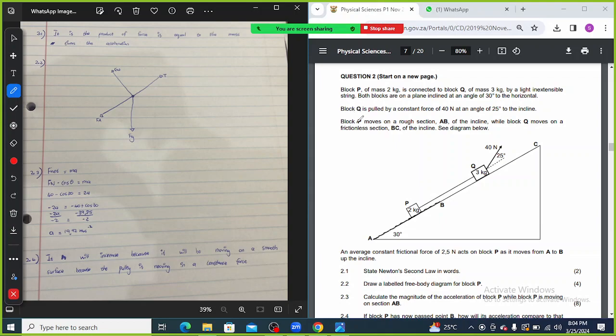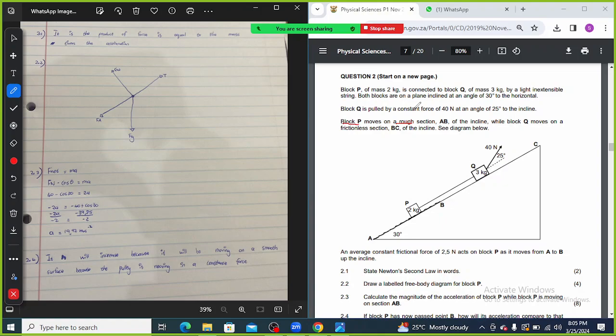Block Q, which is block Q, and block P. I want you to note this: block P is the one that is moving on a rough horizontal surface. What does this mean if they say on a rough horizontal surface? What does it mean? So which force do you have there if they say rough horizontal surface or rough surface or rough section?